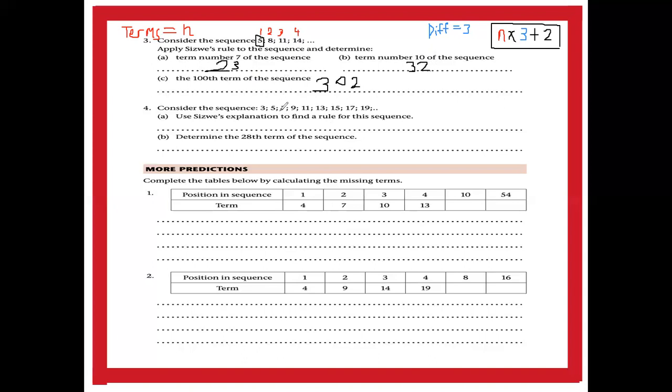Consider the sequence 3, 5, 7, 9, 11, 13, 15, 17, 19. Use Caesar's explanation to find a rule for this sequence. Okay, and I've shown you how to find a rule, showing you step by step how to find the rule for Caesar's sequence over here. So press pause, please try to do this by yourself first, and then I'll go through it again with you now.